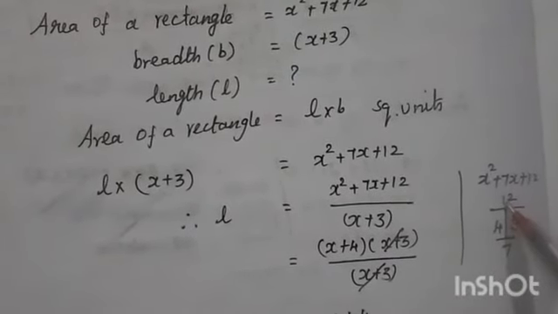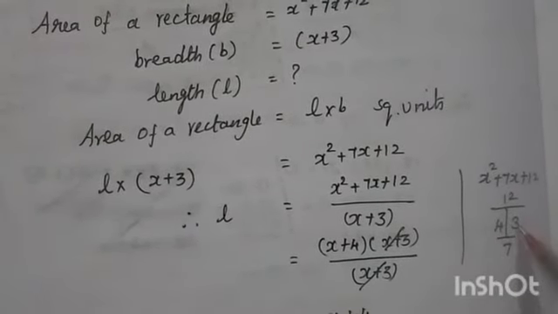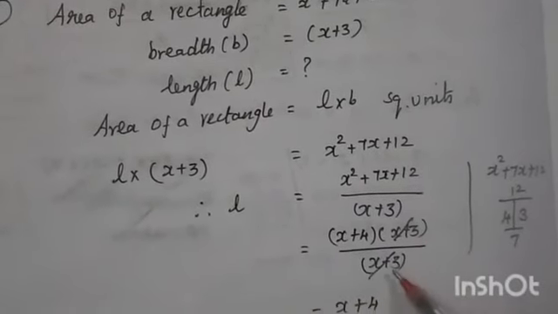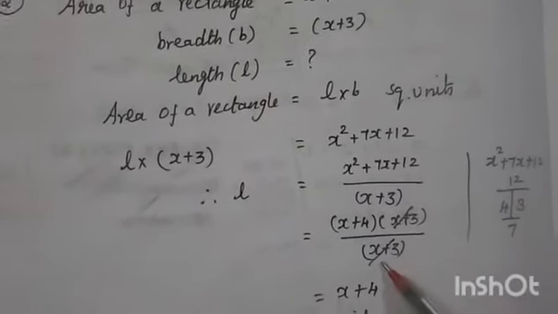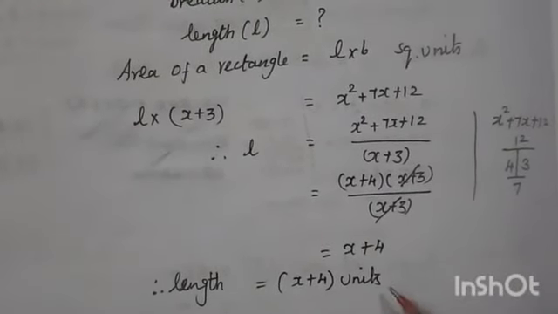The product value is 12. The sum value is 7. So the factors are 4 and 3. So that is x plus 4 into x plus 3 by x plus 3. x plus 3 cancels, so x plus 4. Therefore length is equal to x plus 4 units.